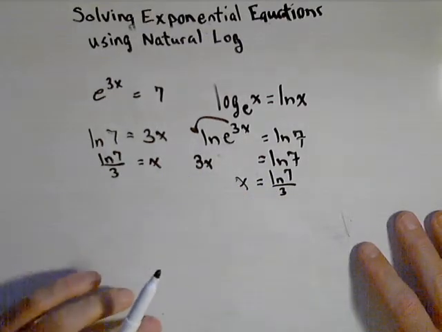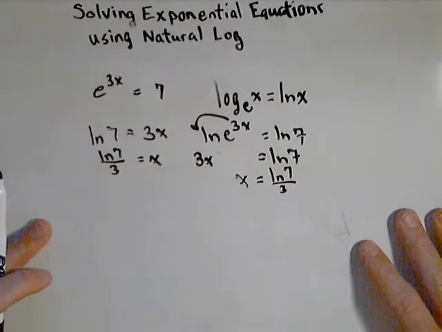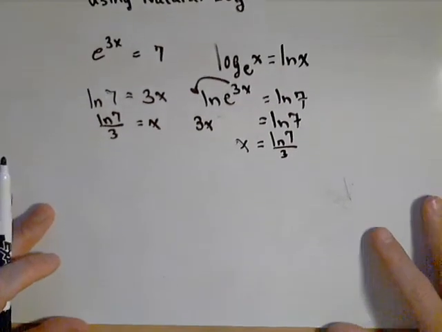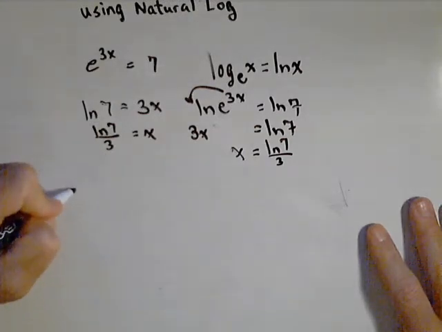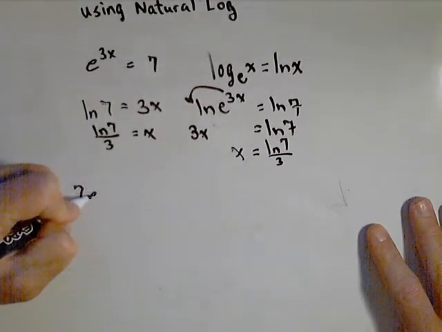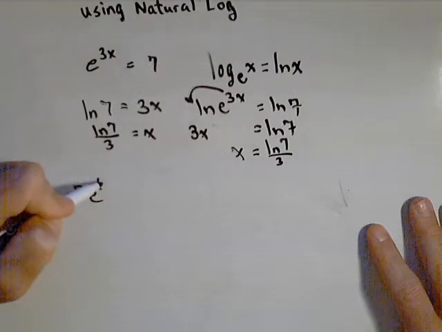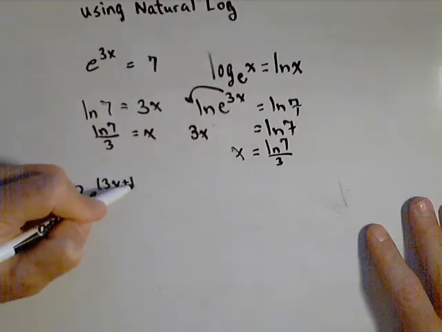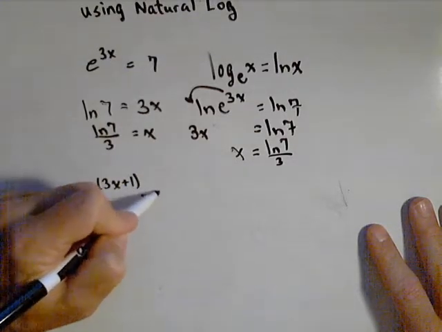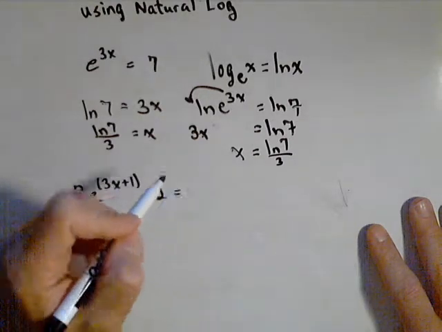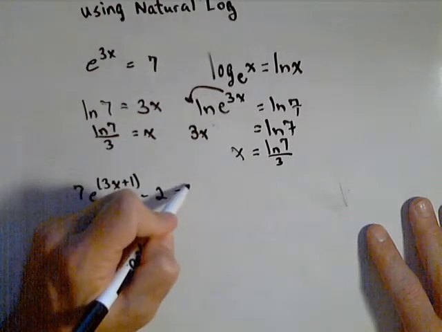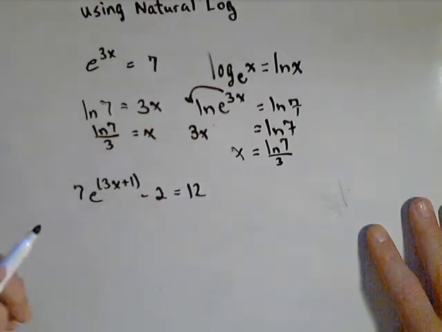So we got two different ways we can think about solving that. I want to look at one other example with just a little bit more going on. Let's say we have 7 e to the 3x plus 1 minus 2 equals, how about, let's make it 12.